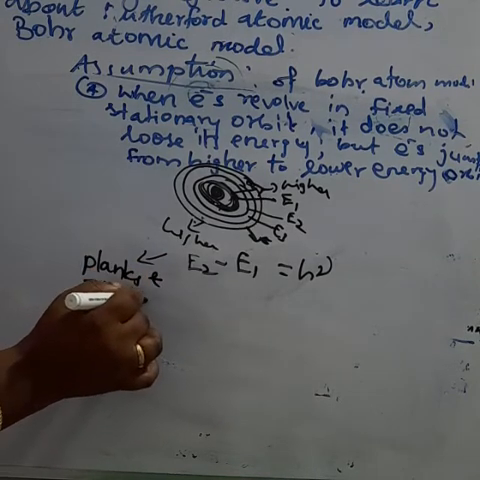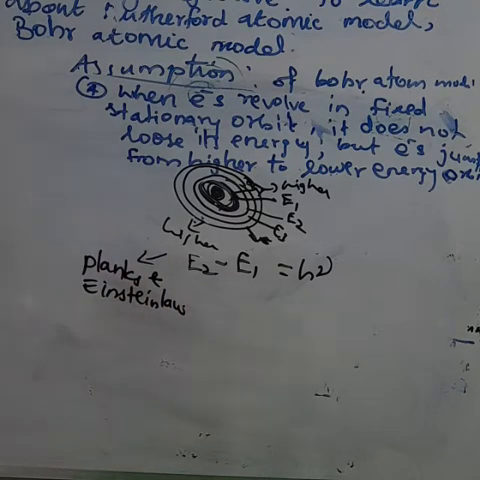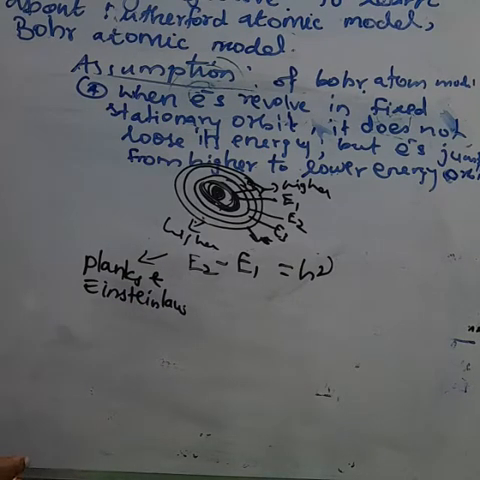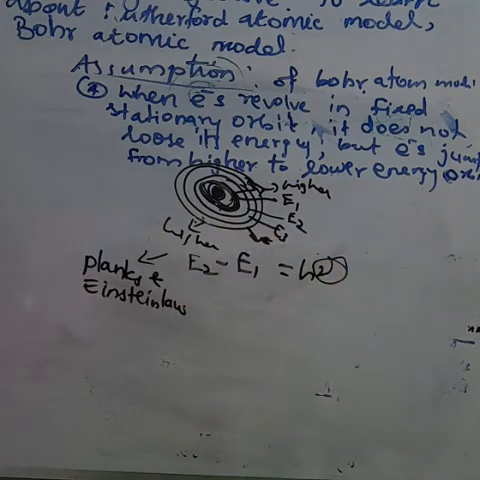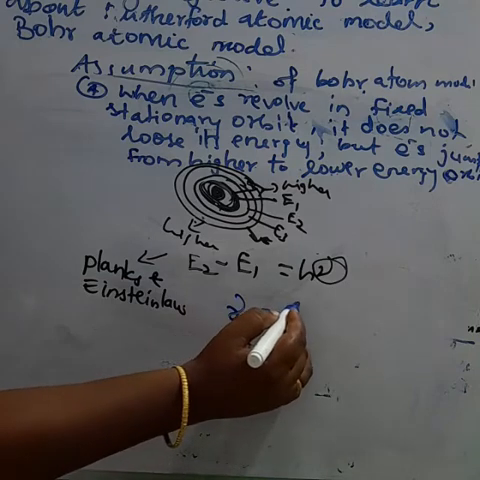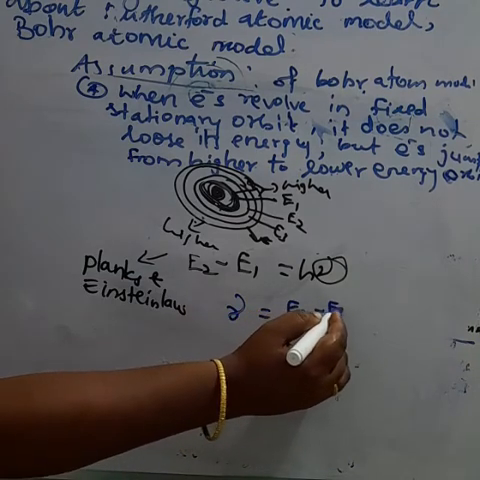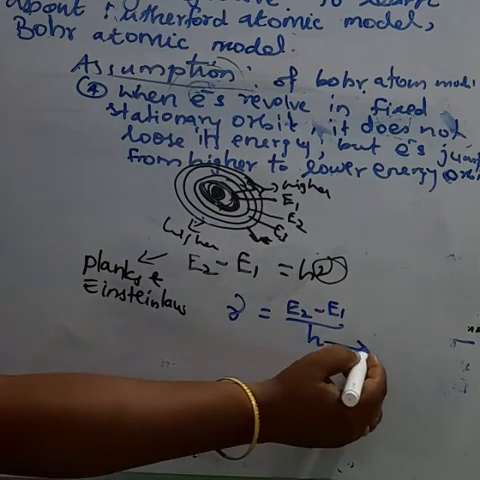So what is the frequency of the emitted radiation? We measured the energy. From this energy, how do we measure the frequency of the emitted radiation? The frequency nu is equal to E2 minus E1 by h. H is the Planck constant that we know about. What is the value of Planck constant?